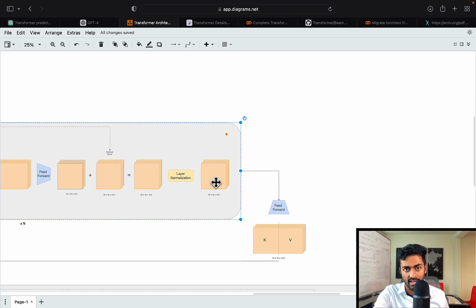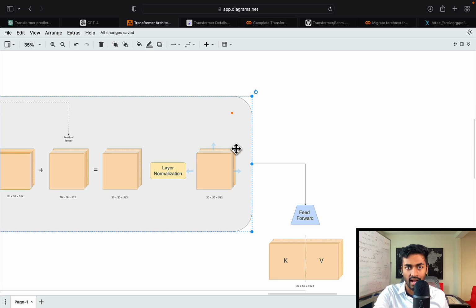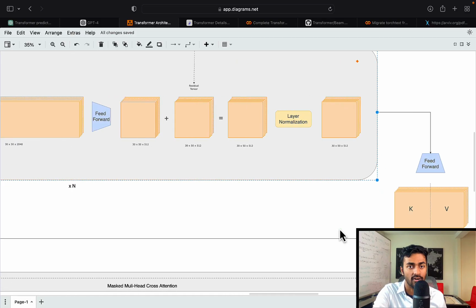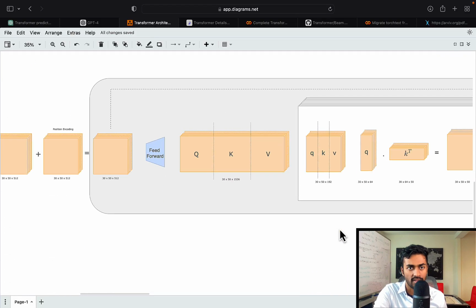Now, once we have very contextually aware items here, we're going to pass it through a feed-forward network, but I'll explain exactly what and why we have key and value vectors here. But before I do this, let's go back to the decoder architecture and explore the beginning of it.